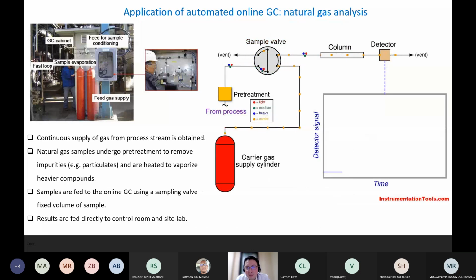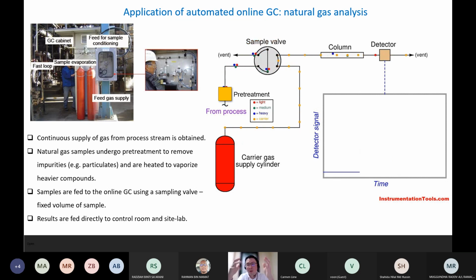So this is a schematic or animation showing how an online gas chromatography system works at site. You can see in the top left corner there, it looks like a little house, right? We call that an analyzer shelter. In that shelter is where we house the components of the online GC. On the outside there, you can see gas cylinders on the side, and that is where we house the carrier gas for the systems.